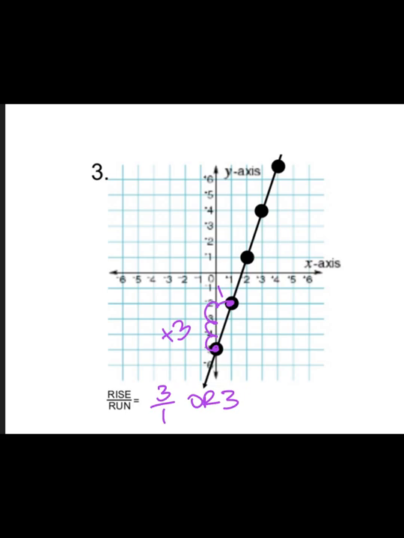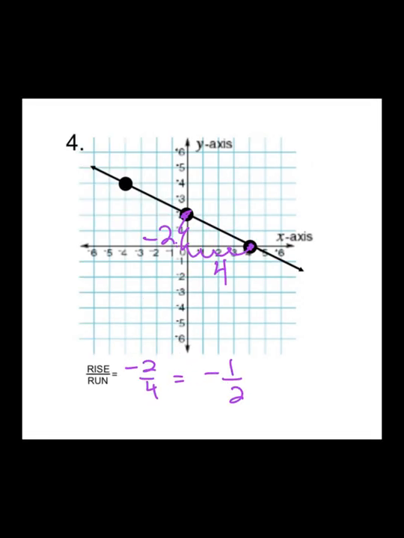For number 3, you should have gotten a slope of 3 over 1, and we can simplify that to 3 because it's not going to give us a decimal. So 3 over 1 or 3. And for number 4, you should have gotten a slope of negative 1/2. You want to make sure that that fraction is in simplest form.